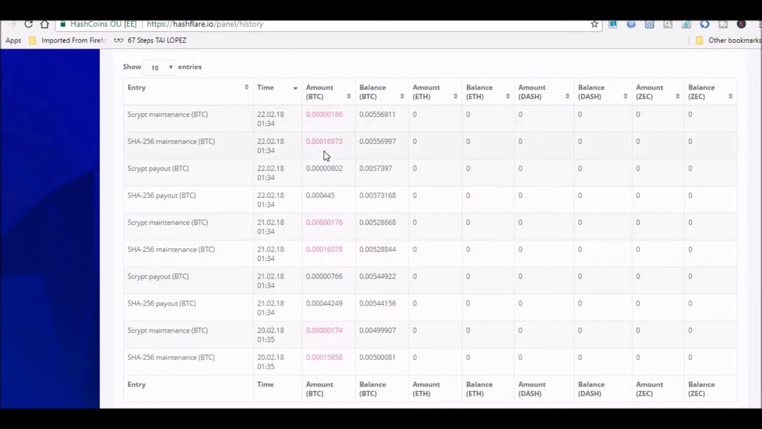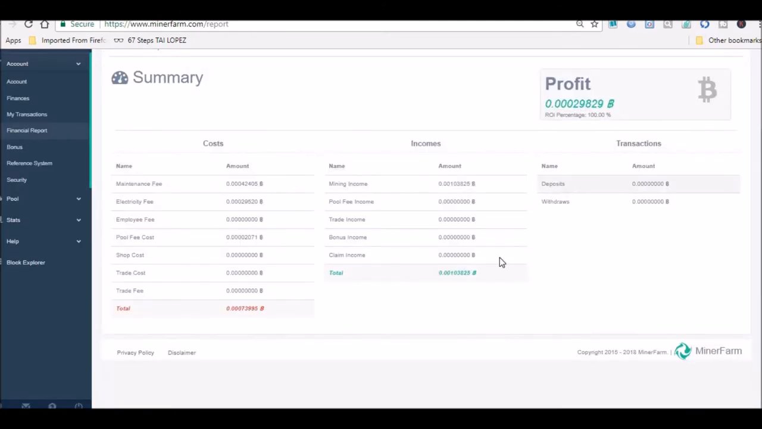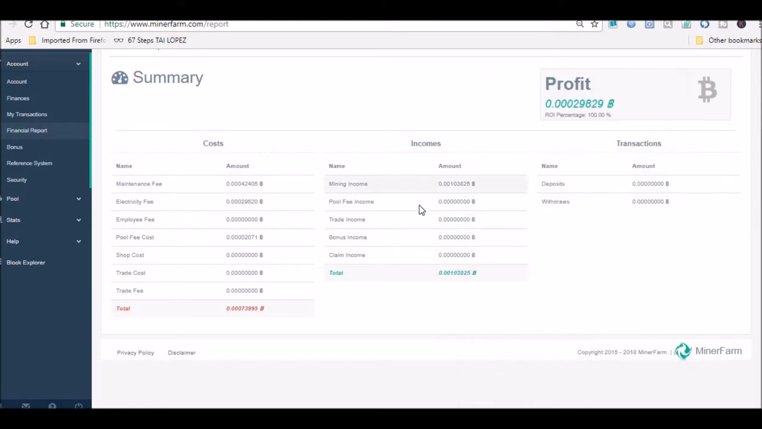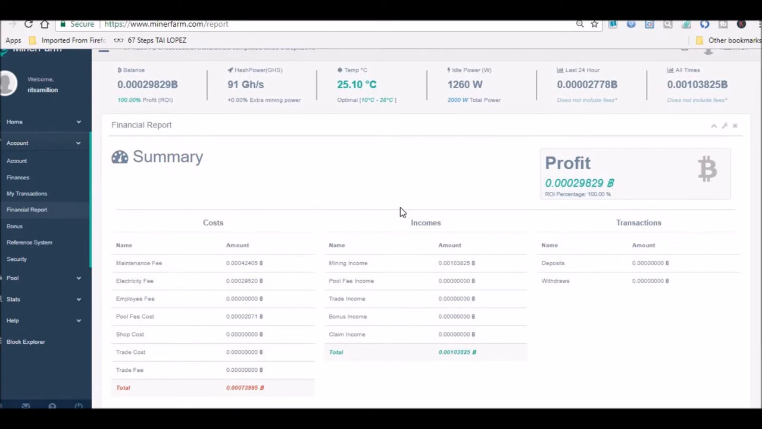So even on Hashflare's worst day, 50% was its worst day. Miner Farm, 71.2%. But you can get started for free.